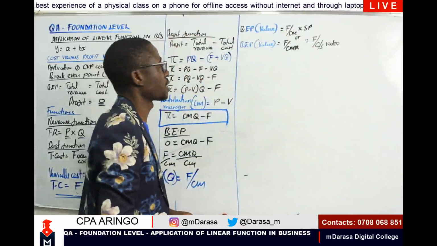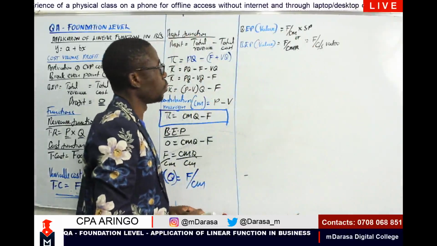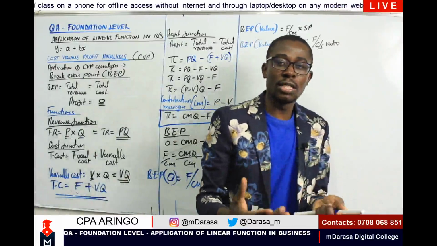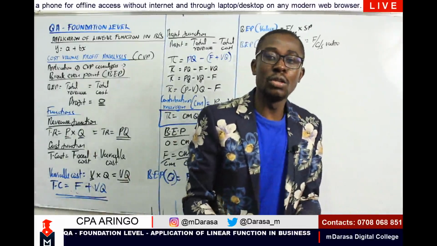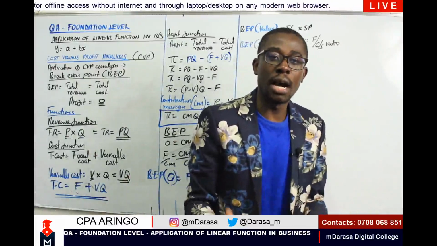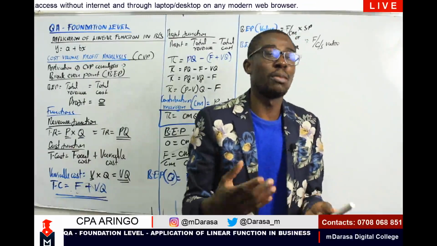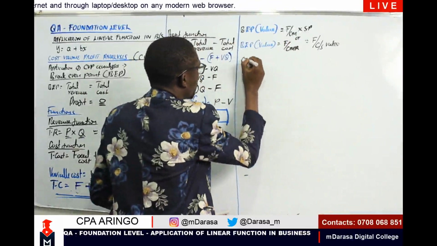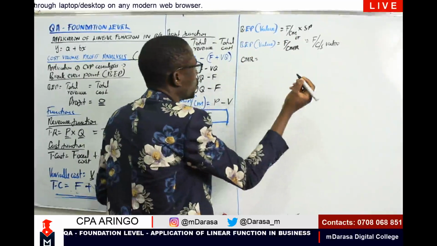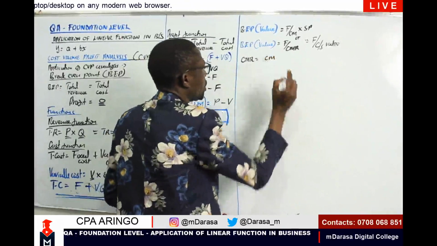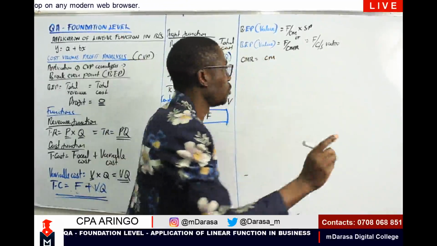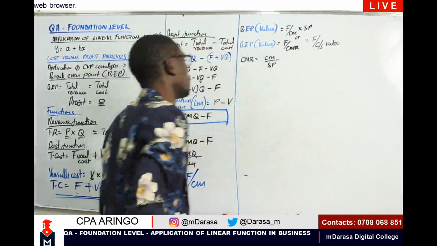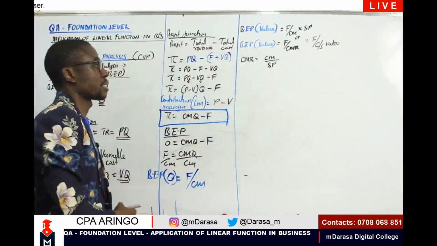Now, at this point, a good student will ask, Mwalimu, suppose I'm not given CMR, how are we going to determine our contribution margin ratio? That will be very simple, my good students. To determine our CMR, we are going to take our contribution margin, recall how to determine it, and divide by our selling price.